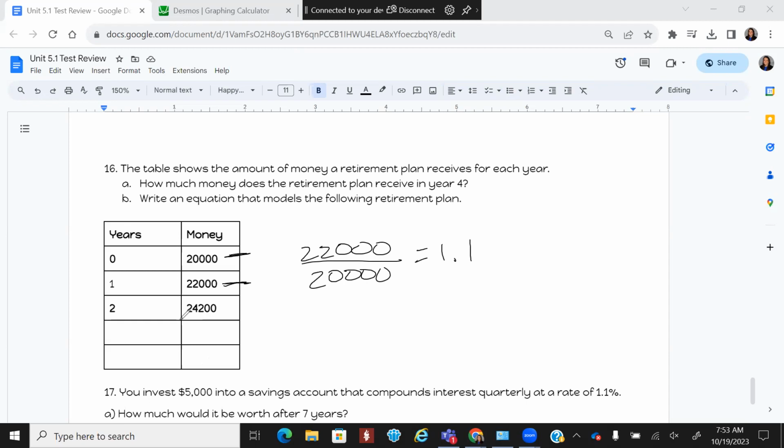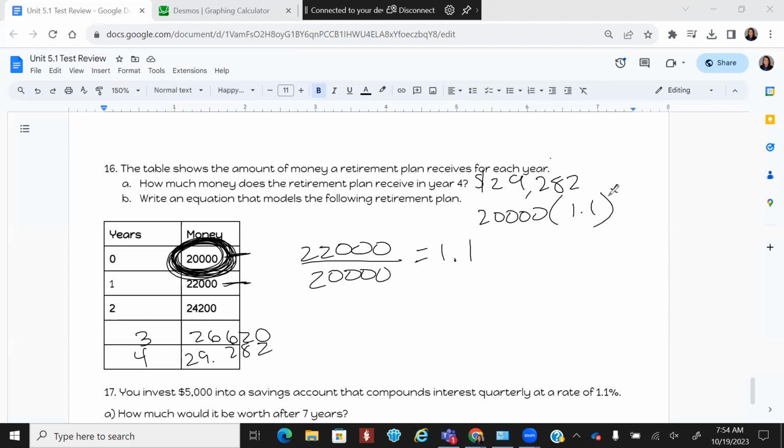And it is. So if I took 24,200 and multiplied it times 1.1, this would give me 26,620. And then if I multiplied it again, I'm going to get 29,282. Which equation models this retirement plan? What was my initial? 20,000, right? And then what was my rate? 1.1, and we're going to raise it to the x.